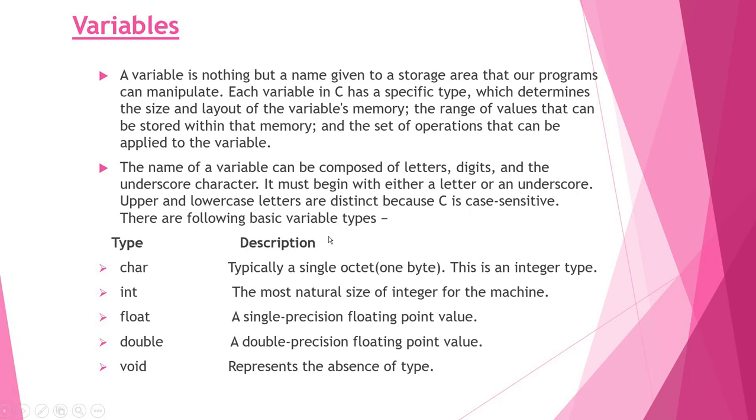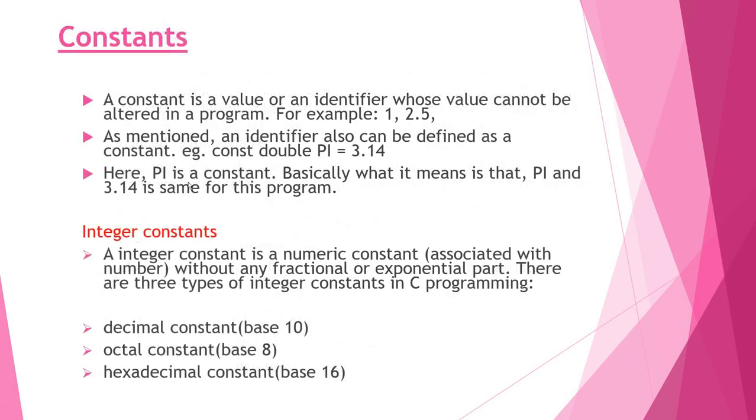These are the following basic variable types: char, typically a single octet. This is an integer type. Int, the most natural size of integer for the machine. Float, a single precision floating point value. Double, a double precision floating point value. Void, represents the absence of type.